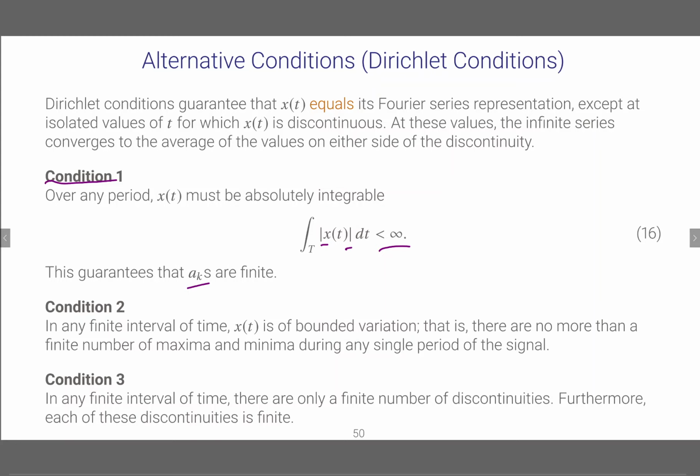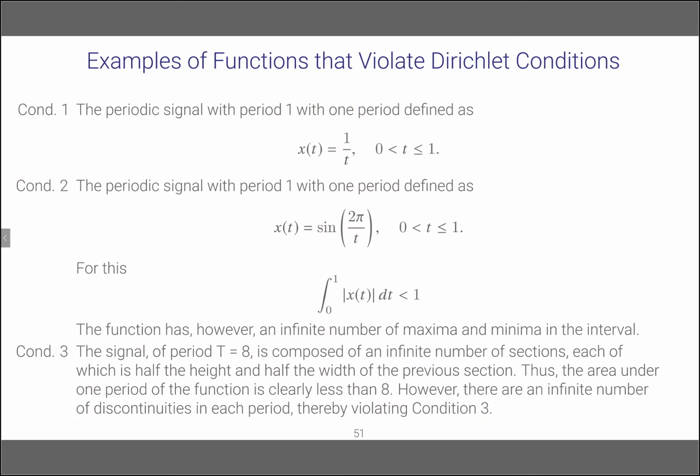Condition 2: in any finite interval of time, x(t) is of bounded variation, that is, there are no more than a finite number of maxima and minima during any single period of the signal. Condition 3: in any finite interval of time, there are only a finite number of discontinuities. Furthermore, each of these discontinuities is finite. So the Oppenheim book has examples of this plotted. So we can see these examples briefly.